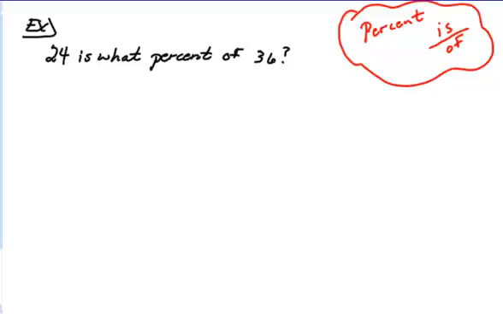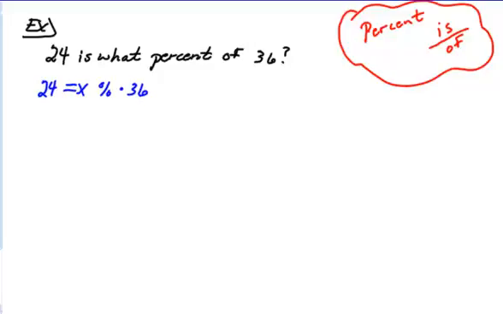But translating. So we have 24, I'm going to keep it. Is, what's that translate to? Equals. What? N or X, whichever one. You guys want to use N or X? X. Okay. Percent, the percent sign. Of translates to times, and 36.